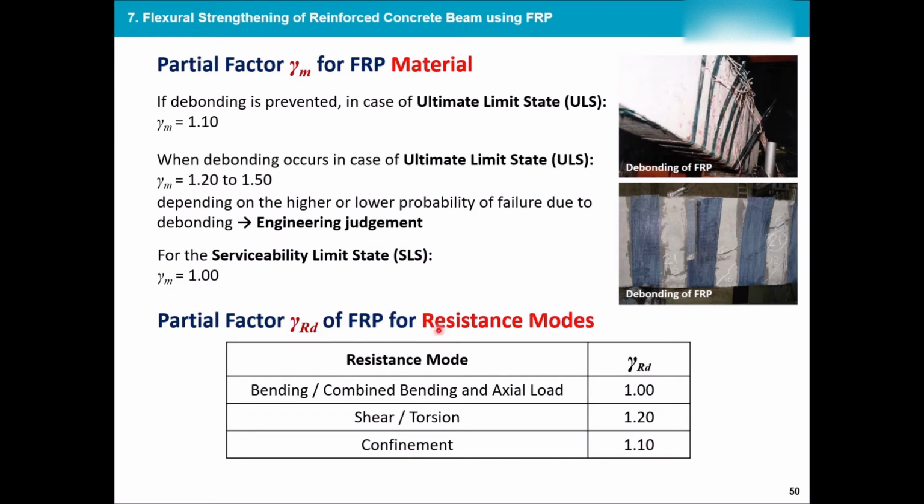Regarding the partial factor which is related to resistance mode, if you're designing it for shear or torsion it is 1.2. If you're designing it for bending or a combination of bending and axial load, which happens in columns, the resisting factor is 1. If you're dealing with a column which needs additional confinement, it is then 1.1. So looking at the situation, you know why you are designing it. Currently we are discussing flexural strengthening, so I know that we're dealing with bending. So whenever I see this sign, I know it's 1.